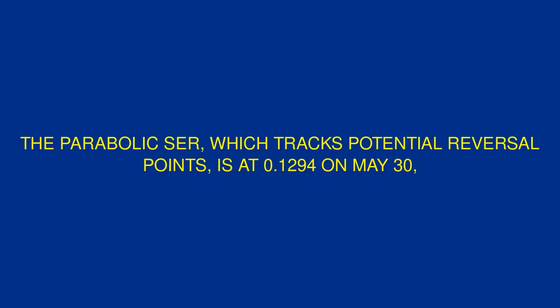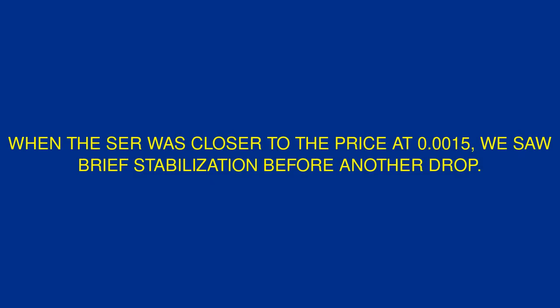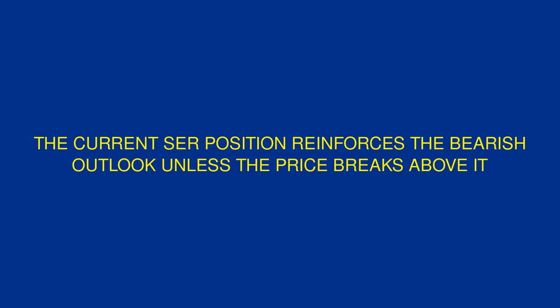The parabolic SAR, which tracks potential reversal points, is at 0.1294 on May 30th, far above the closing price of 0.009. This large gap indicates a strong bearish trend, as the SAR remains above the price, suggesting no immediate reversal. On days like July 19, 2024, when the SAR was closer to the price at 0.0015, we saw brief stabilization before another drop. The current SAR position reinforces the bearish outlook unless the price breaks above it.